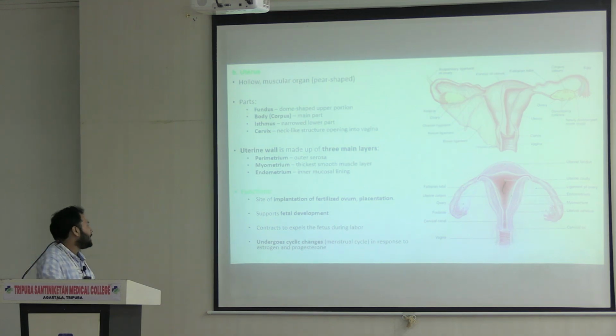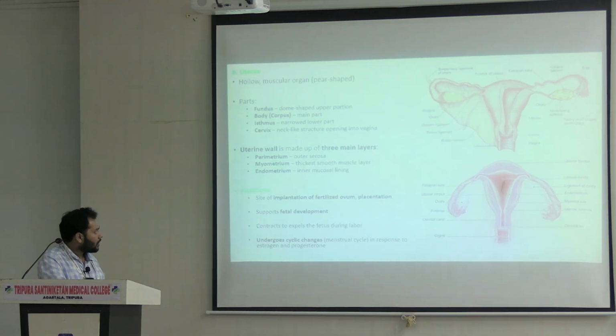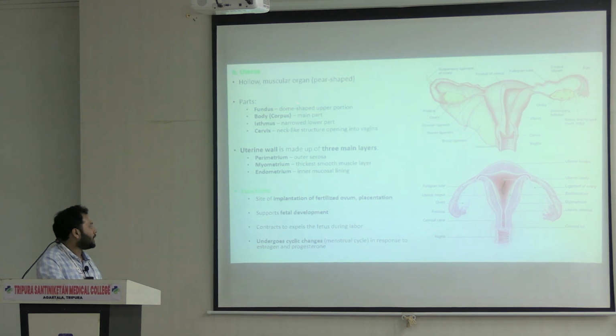So here are numbers of cells present. Those cells undergo some cyclic changes during the menstrual cycle. So here you can see it undergoes cyclic changes in response to certain hormones, like in the presence of the hormones estrogen and progesterone. So this is the structural overview of the uterine structures.